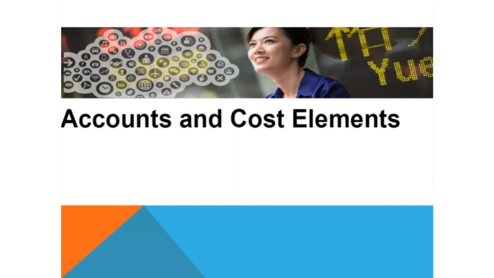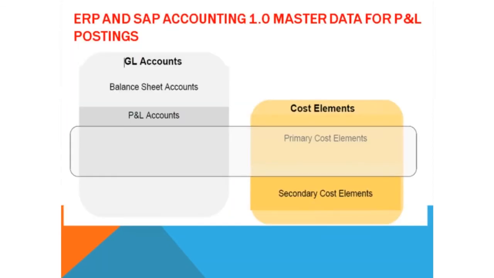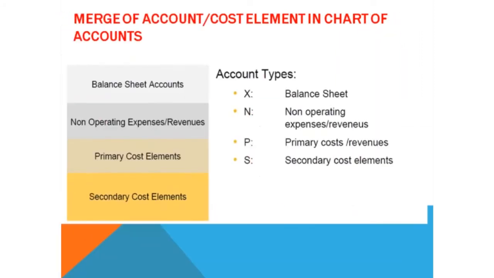Then we have accounts and cost elements. You can see GL accounts, balance sheet accounts and P&L accounts. The cost element, on your right hand side, is called controlling, and this is FI. So primary cost elements are there, secondary cost elements are there. So it is a merge of accounts and cost elements in the chart of accounts. Here you can see balance sheet accounts, non-operating expenses and revenues, primary cost elements, secondary cost elements. This is just an example. So based on your needs, you can manage your dimension analysis as per your need basis.